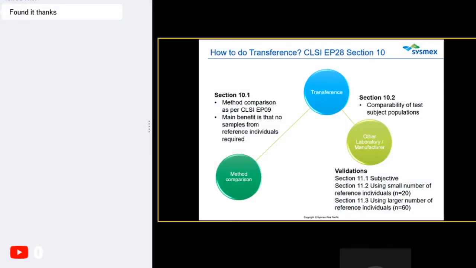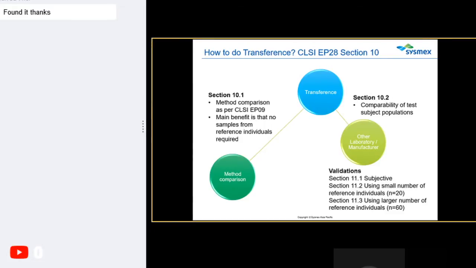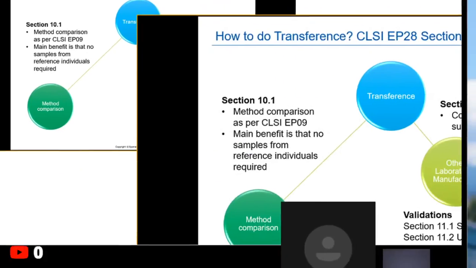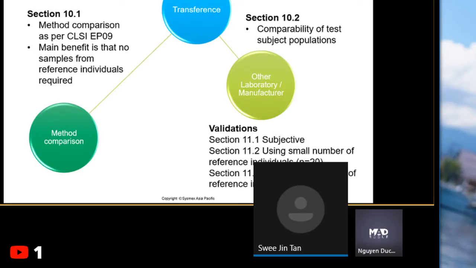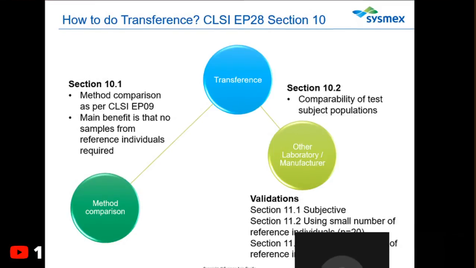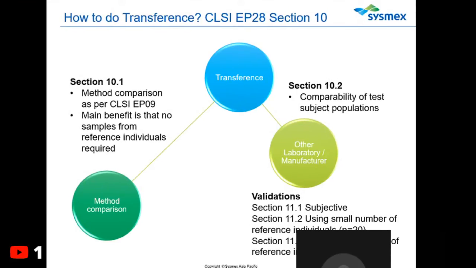In section 10.1, they will also give you some don'ts to look out for to ensure that this is essentially valid. And of course, at the end of acceptance, this reference interval needs to be confirmed with actual clinical samples.